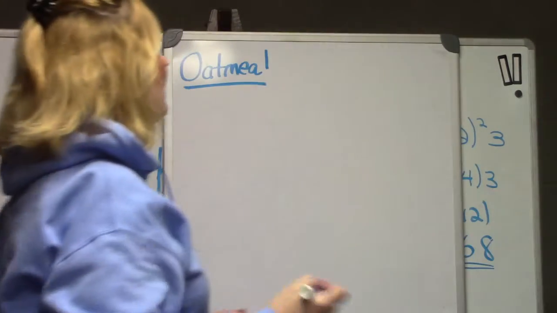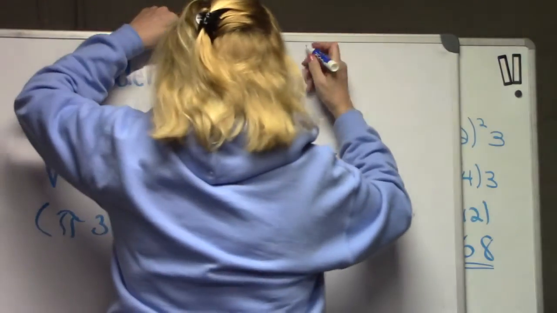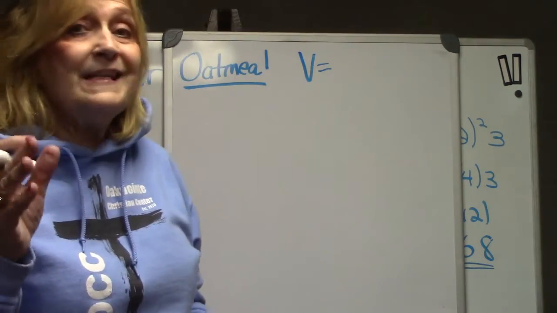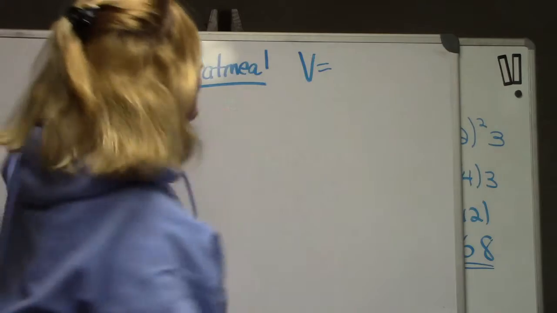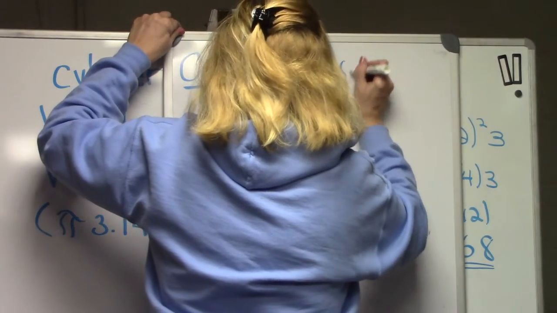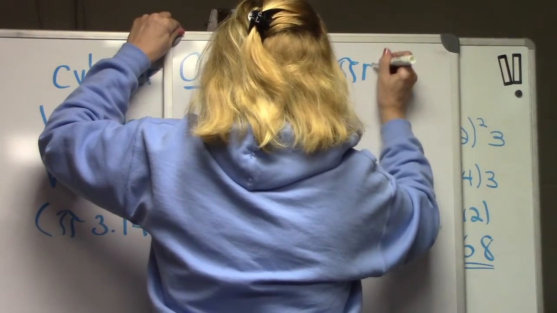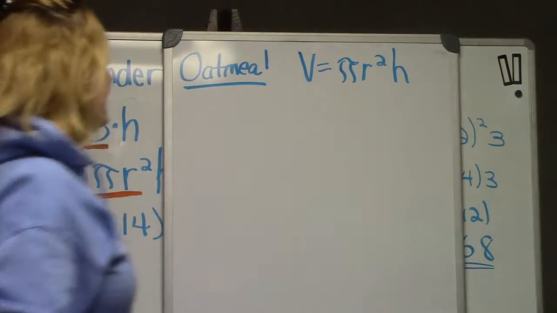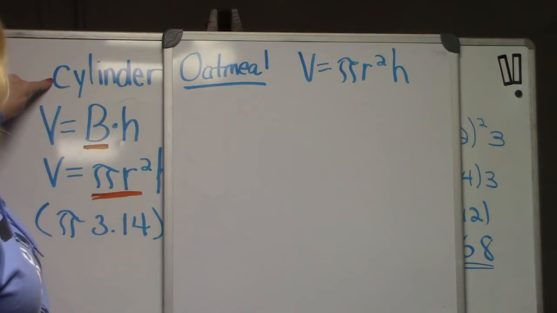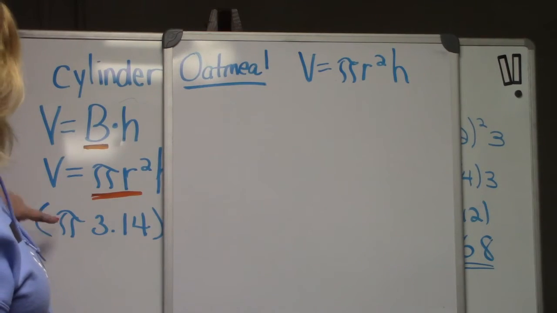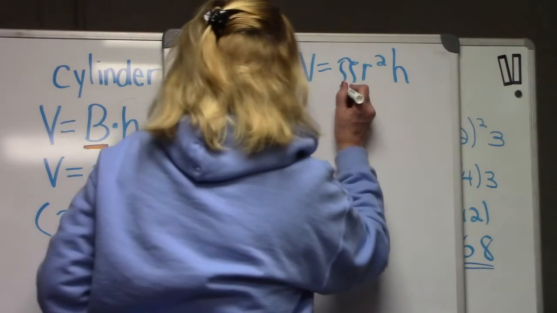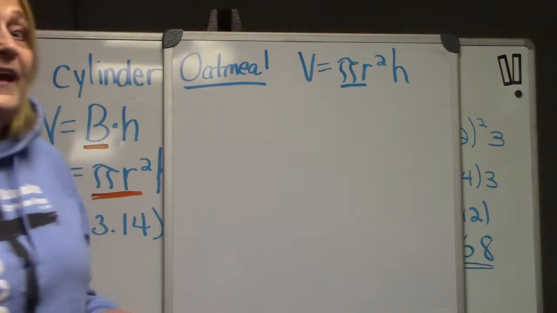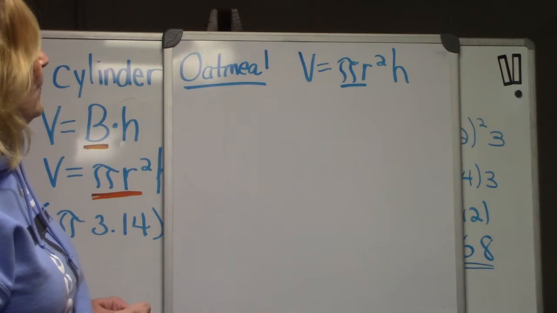All right, now we remember our formula is the volume equals the base area, which is a circle. So the area of the circle is pi r squared, and then times the height to get you the volume of a cylinder. So this part right here, again, is the area of the circle, and then these two multiplied together will give you the volume of a cylinder.